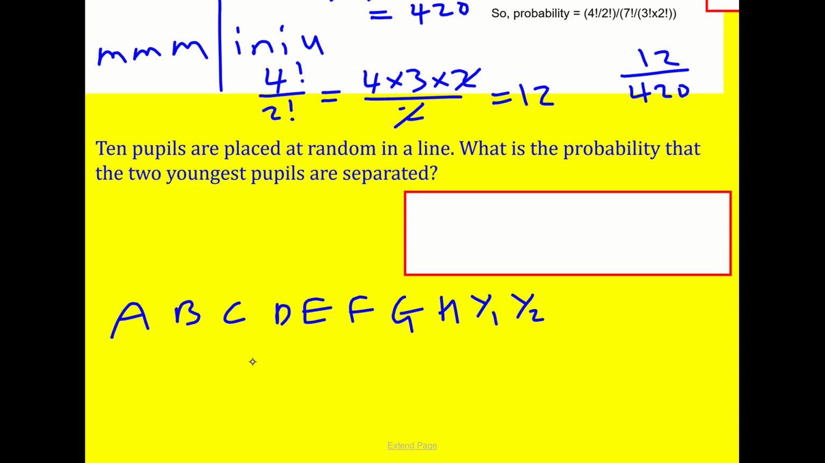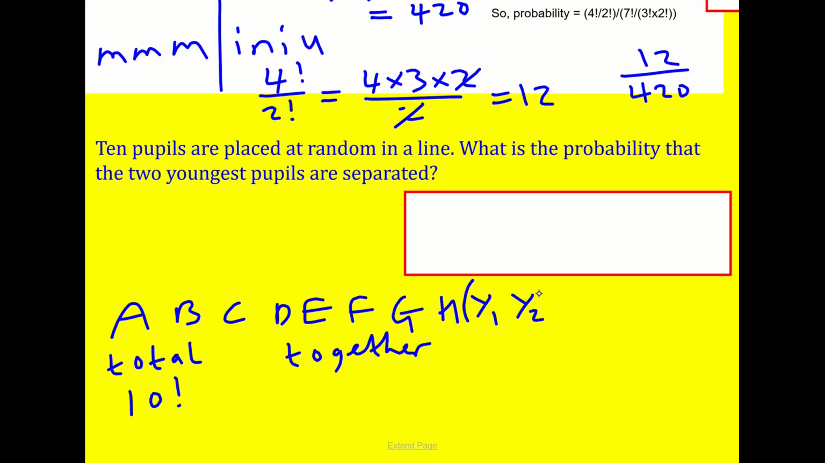Well, how many ways in total of arranging them? It's going to be 10 factorial ways. How many ways of arranging them so that they're separated? Well, here's the great bit to this question. So this is total. And actually, I'm not going to work out all the different ways they're going to be separated because that's going to be really horrible. I'm going to have to consider all the different places where I could put Y1. What I'm going to do instead is look at the ways where they're together.